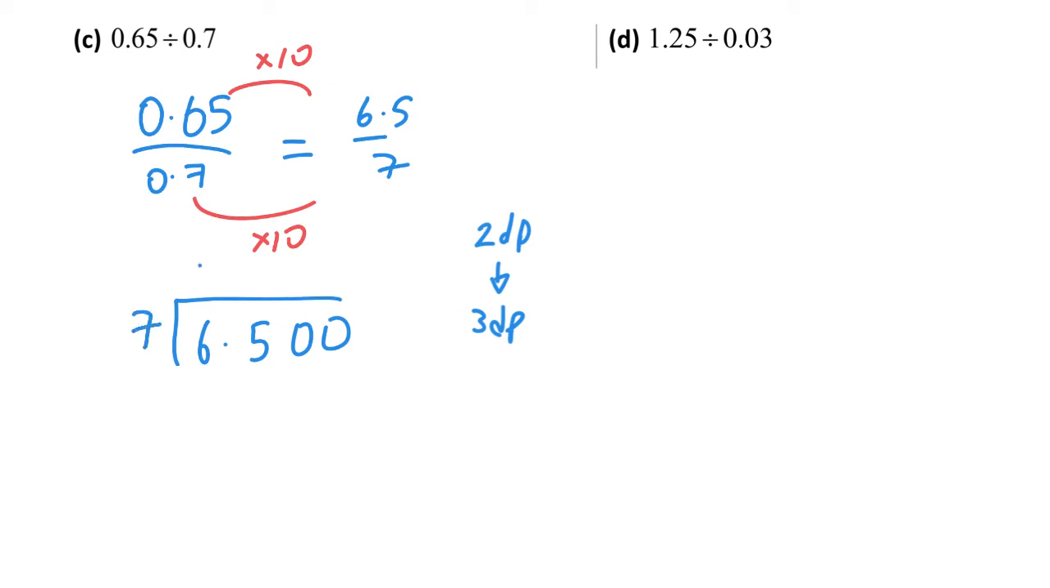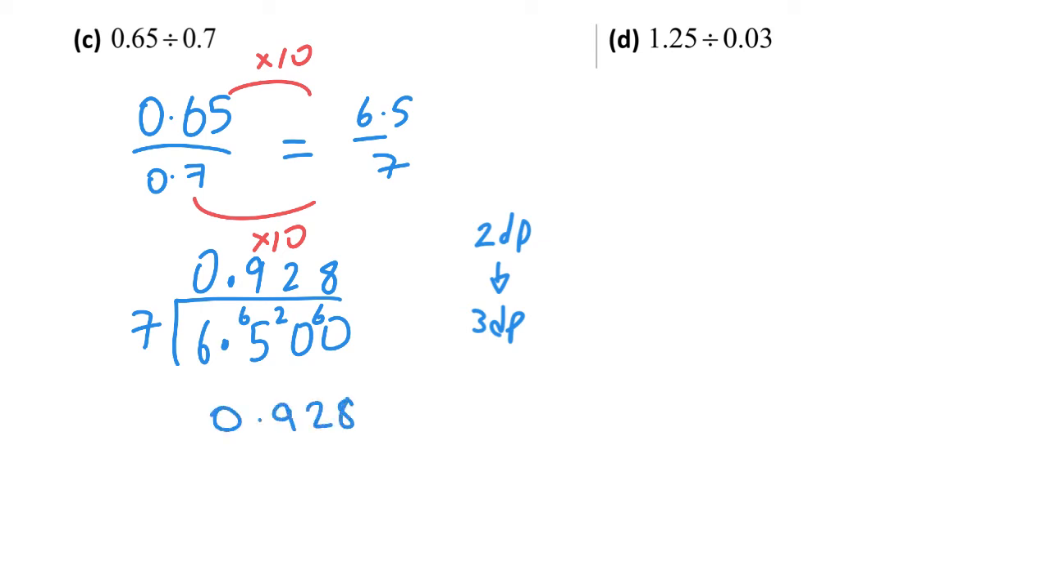7 into 6 doesn't go. We'll put 0 down and carry our 6. I'm going to line up the decimal points. Then 7 into 65 goes 9 times with 2 left over. 7 into 20 goes twice with 6 left over. And 7 into 60 goes 8 times. And we don't really care about the remainder after that. So our answer to 3 decimal places is 0.928.